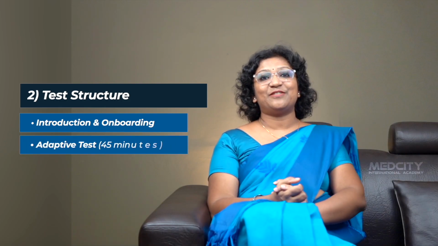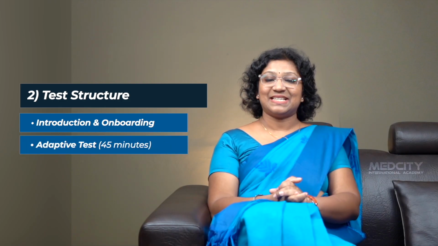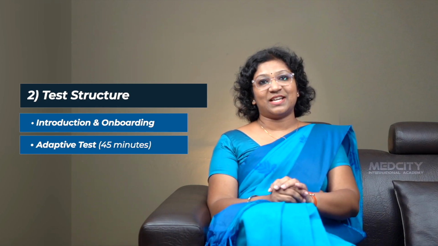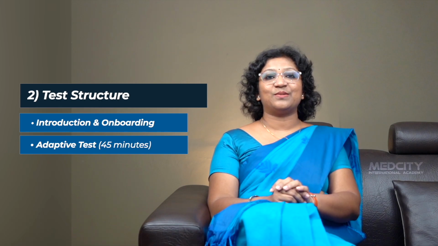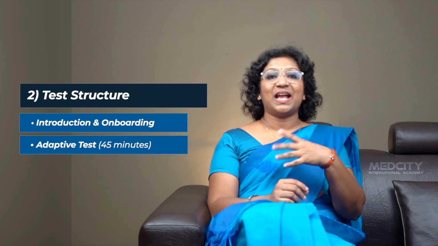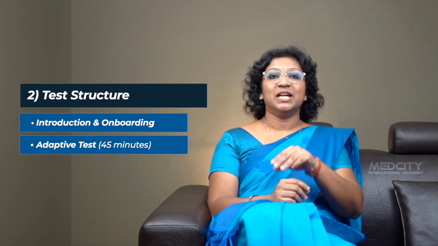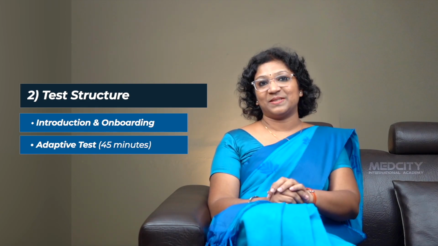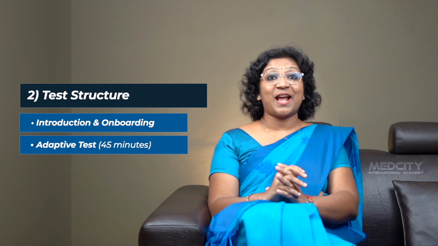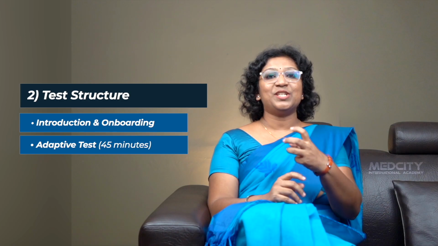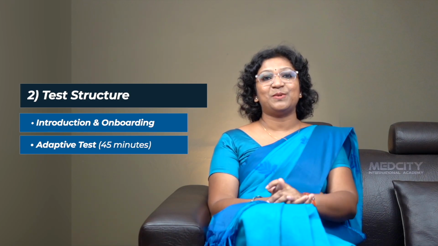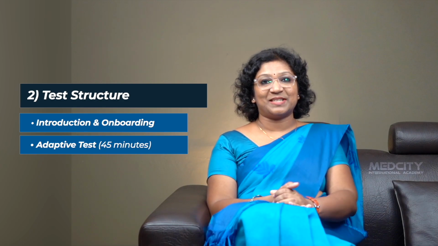The next 45 minutes is when you will attend the adaptive test. Now in this adaptive test, you have to answer around 12 to 13 different question types, and some of these question types appear a number of times. Another highlight of the Duolingo English Test is that you will have no clue regarding which question will pop up next on screen. You just have to be prepared with all the different question types.